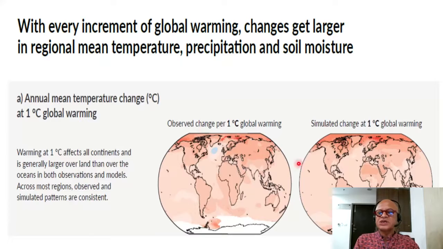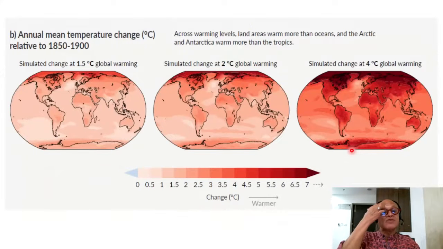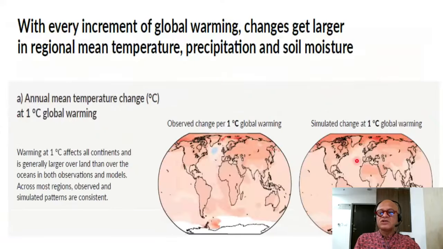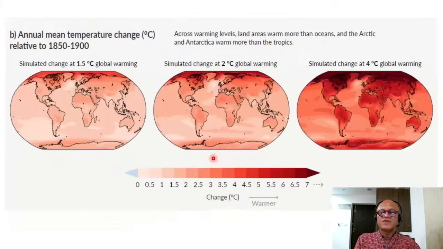So this is the observed change, this is the simulated change, and you can see that the models do not capture this part here. If you look at annual temperature change relative to 1850 to 1900 for 1.5 degree C warming, 2 degree C warming and 4 degree C warming, polar amplification gets stronger and stronger. Global south begins to get hammered by the time you reach 4 degrees centigrade. So global warming will create winners and losers, and the warming hole disappears in the models, remembering that the models are not good at simulating it in the observed period.